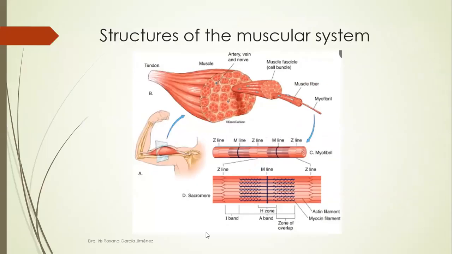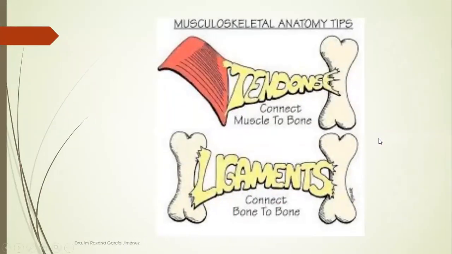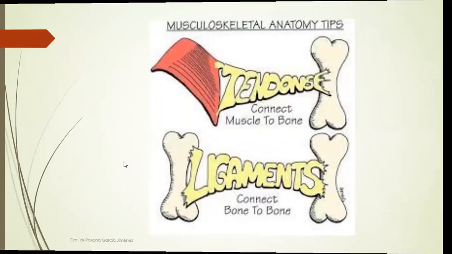The structures of the muscular system, we all know about it. Please check this information, read about it. And we have, again, this chart that is showing us the tendons and the ligaments. Tendons connect muscle to bone, ligaments connect bone to bone. With this kind of information, I think it's easy to understand and memorize.